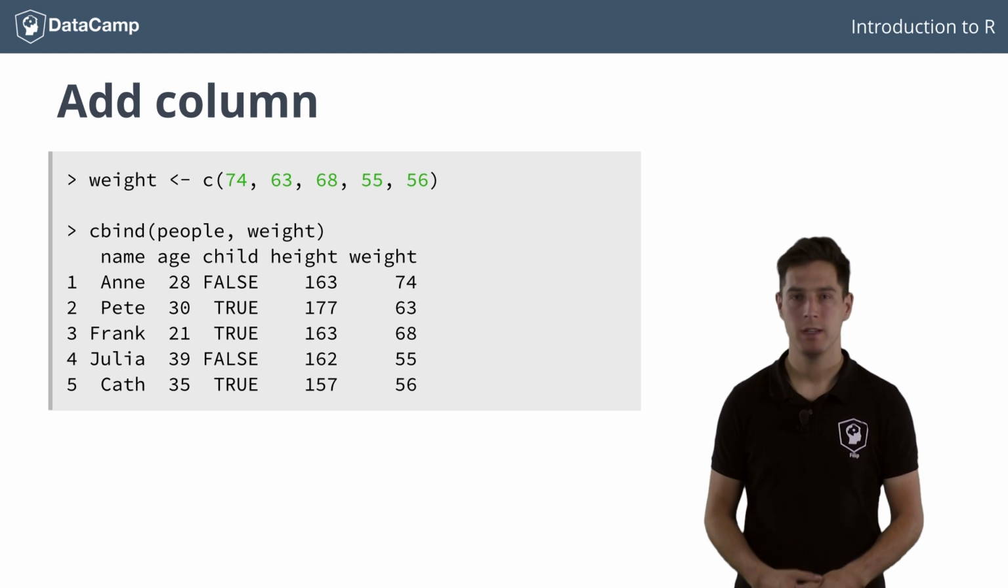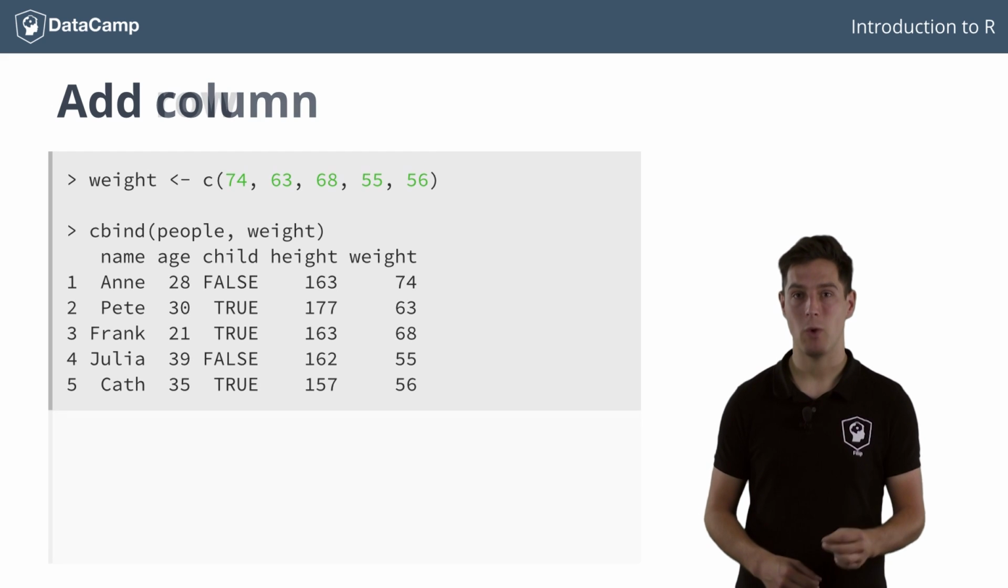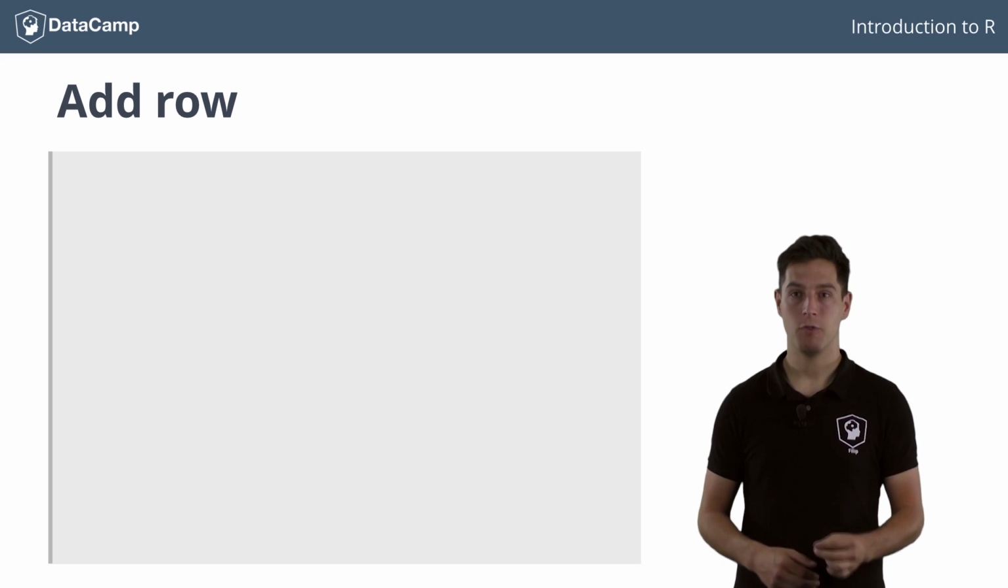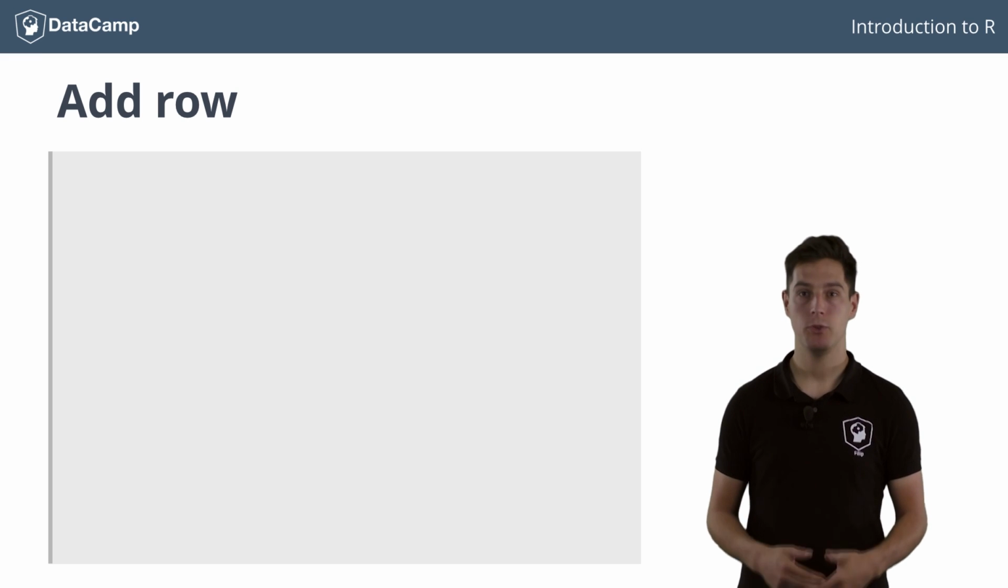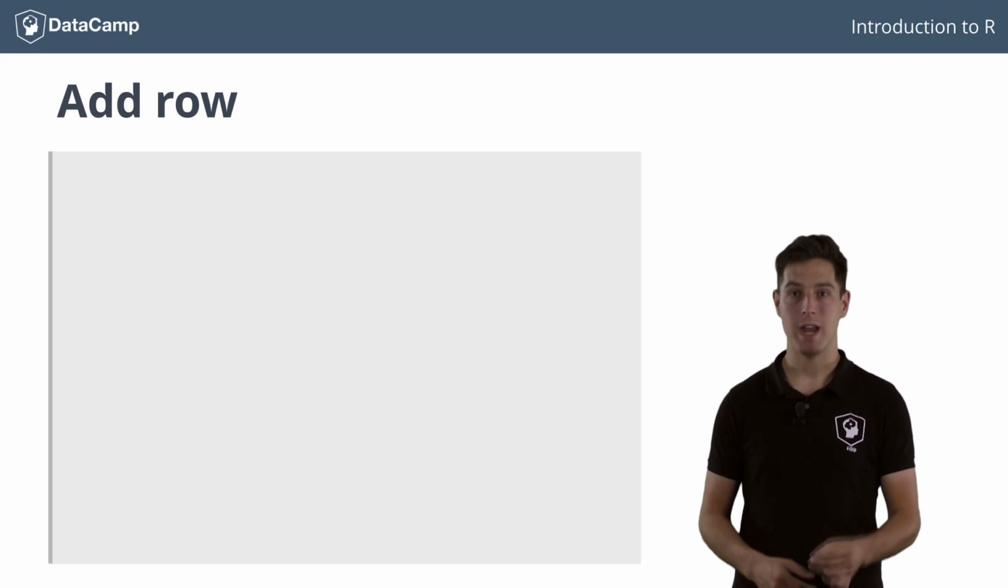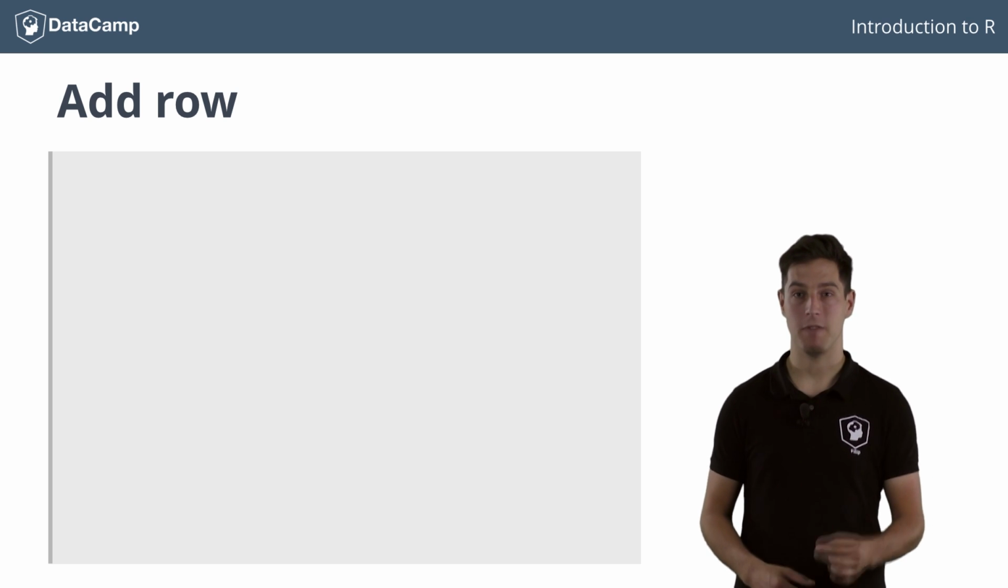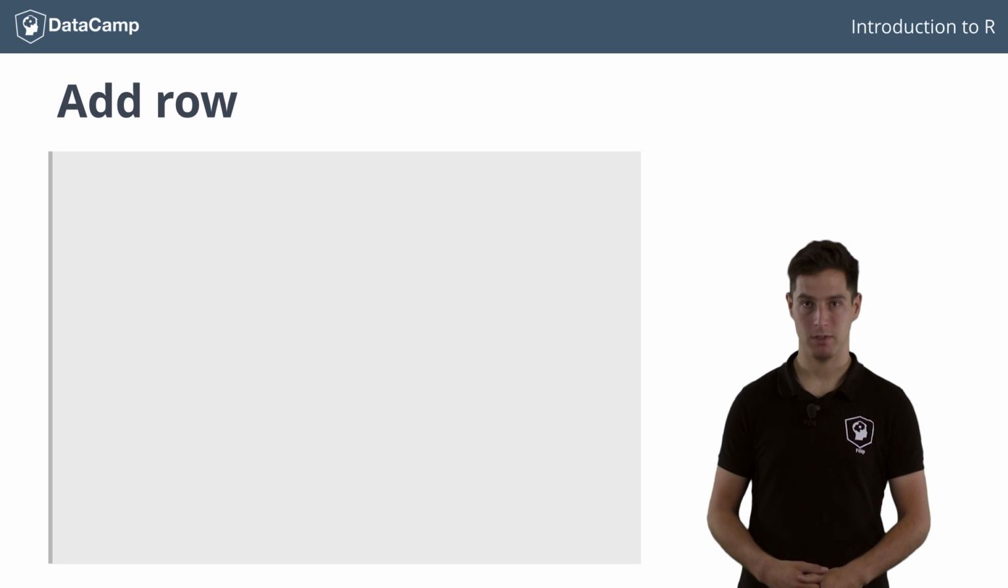If cbind works, then surely rbind will work fine as well. Indeed, you can use rbind to add new rows to your data frame. Suppose you want to add the information of another person, Tom, to the data frame. Simply creating a vector with a name, age, height, etc. won't work, because a vector can't contain elements of different types.